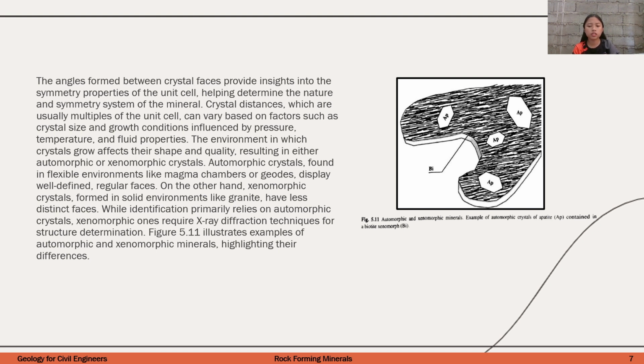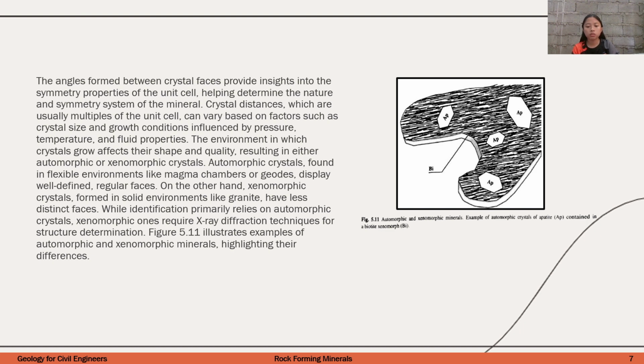Yung crystals nagde-develop differently based on their growth environment. Just like sa automorphic crystals, usually nag-grow ito sa environment where things can bend and change, like sa magma chambers or geodes. Mayroon silang nice and clear faces because mayroon silang space to grow without too many obstacles. They have space to grow. That's why they have nice and clear faces.